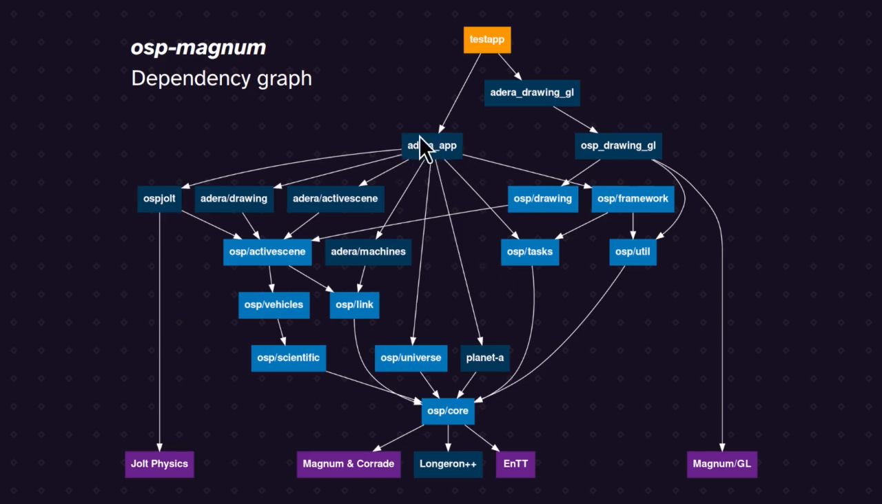It bundles them into something called features. There's a framework over here, and Adera app uses the framework in order to bundle together all the code here to make it composable, so we can just add and remove them easily. And those features are used by the test application at the very top. Again, the test application just uses everything.